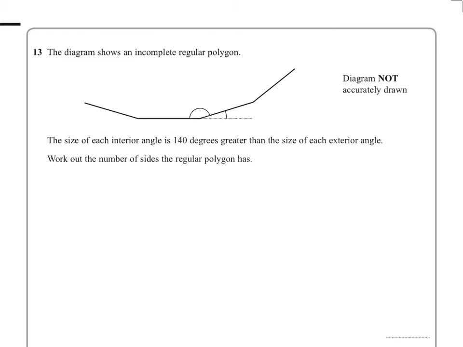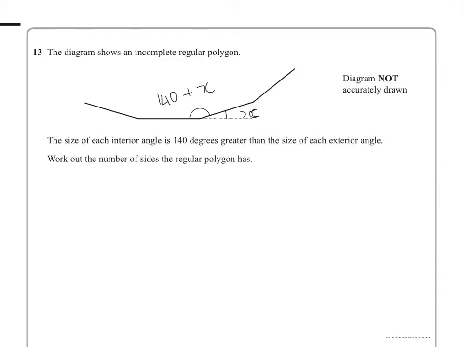The diagram shows an incomplete regular polygon. Polygon being an n-numbered side shape. It's regular, so therefore I know that every angle is the same around the inside, and each exterior angle is the same as well. The size of each interior angle is 140 degrees greater than the size of the exterior angle, so we don't know the size of the exterior angle. But if I call it x, I know that the interior angle is 140 degrees bigger than it. 140 plus x, or x plus 140.